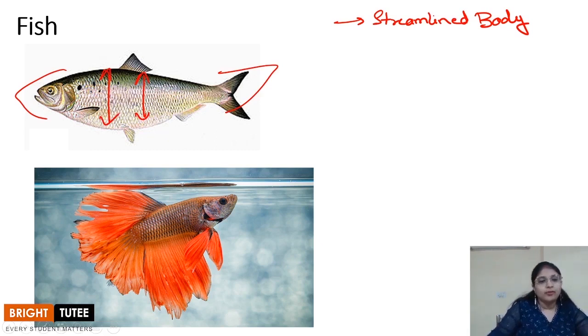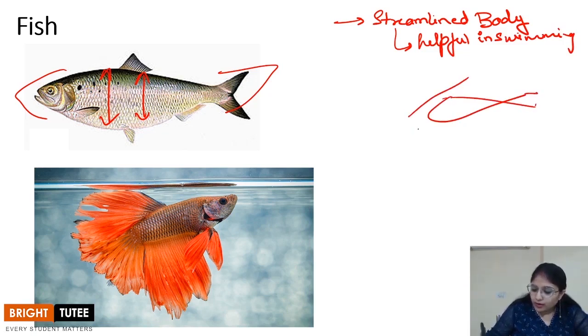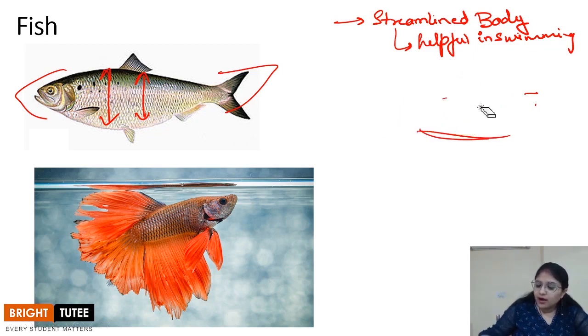So this is a streamlined body which is helpful in swimming. What happens exactly is that, suppose this is the streamlined body that we are talking about. The water can easily flow like this and the forward movement of the fish becomes easy. So this is the helpfulness of a streamlined body.